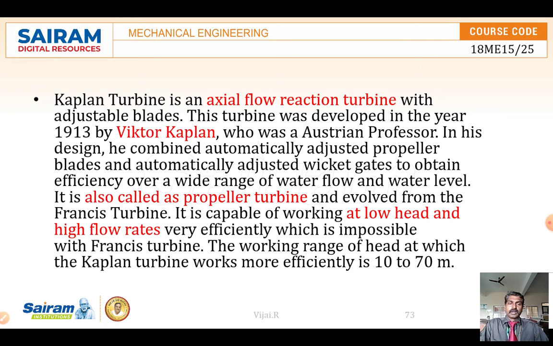We have already seen that the Pelton wheel turbine is a tangential flow turbine, and that the reaction turbine, the Francis turbine, is a mixed flow turbine. Now the Kaplan turbine is an axial flow turbine, that is, the water flows through the axis of the turbine, with adjustable blades. It is named after its inventor, Victor Kaplan, an Austrian professor. This propeller turbine is called the Kaplan turbine after his name.